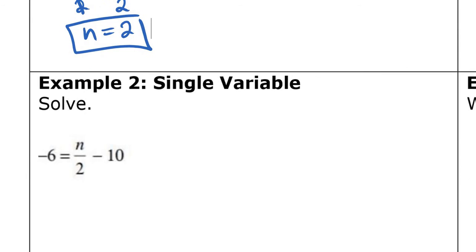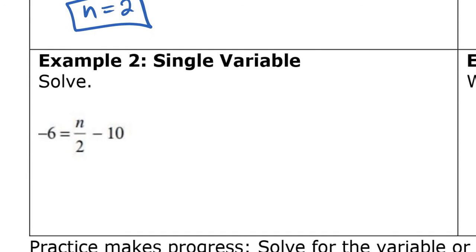Let's try example 2. Still solving for one variable. Here's the n. So what are the 2 numbers that are in the way of the variable that we need to get rid of? Alright, if you thought that the 2 and the 10 were in the way, then you're correct. We need to get rid of them.